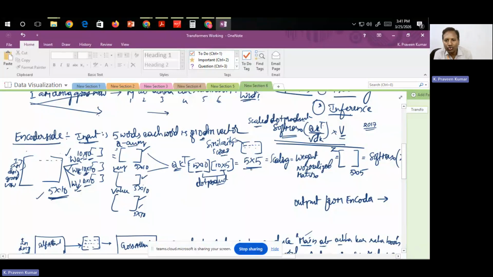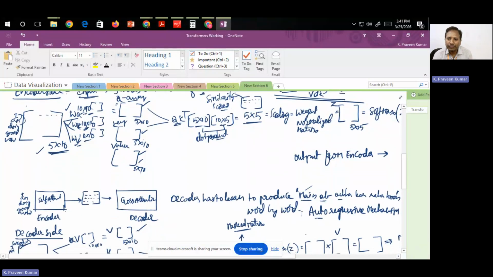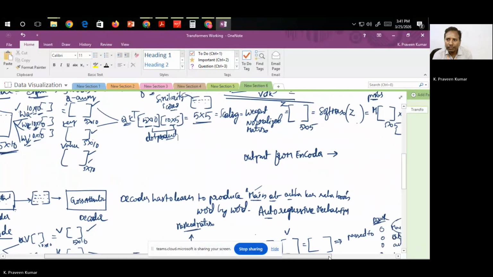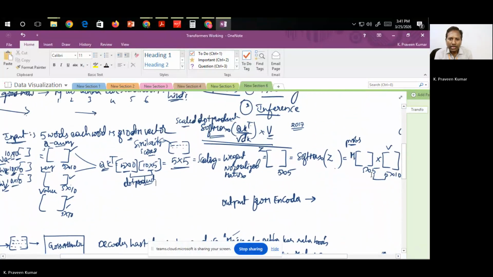Okay. That way you are going to get the similarity score matrix. And here you are performing the scaling, to reduce the highest values, and you are performing the softmax to convert them. So after calculating similarity scores, you perform the scaling, this root dk, and we get the normalized matrix, and that matrix we are calling Z.